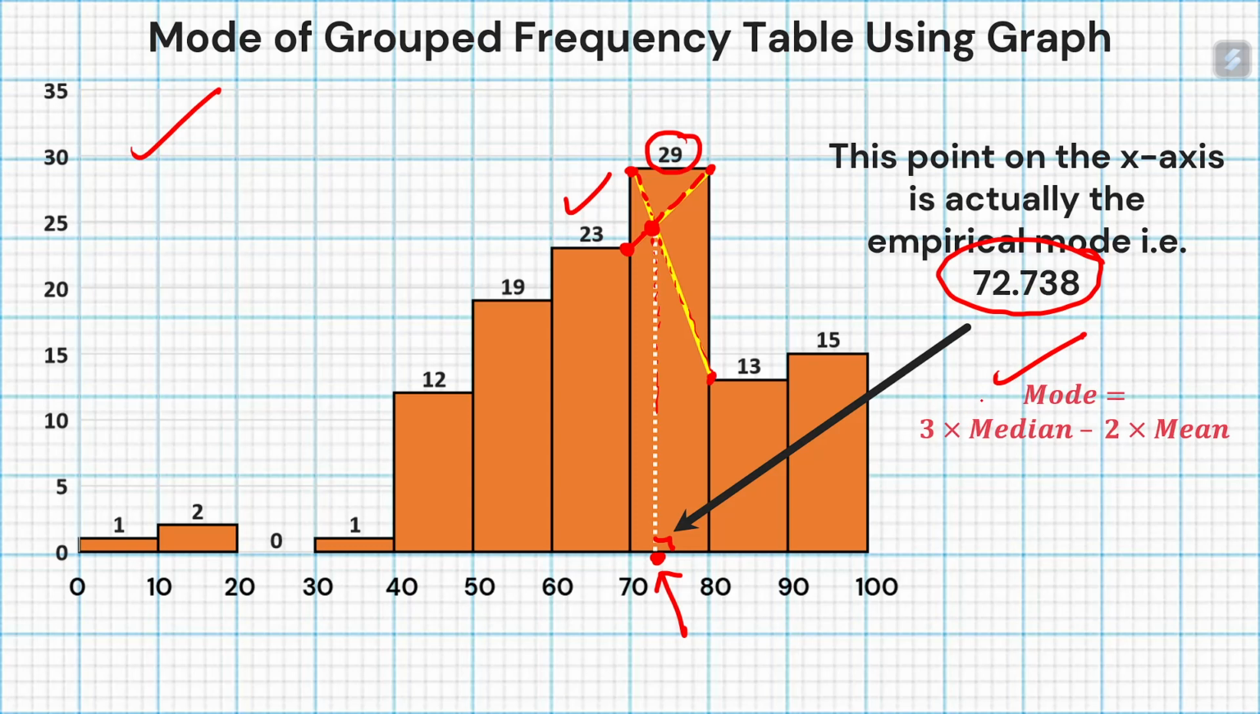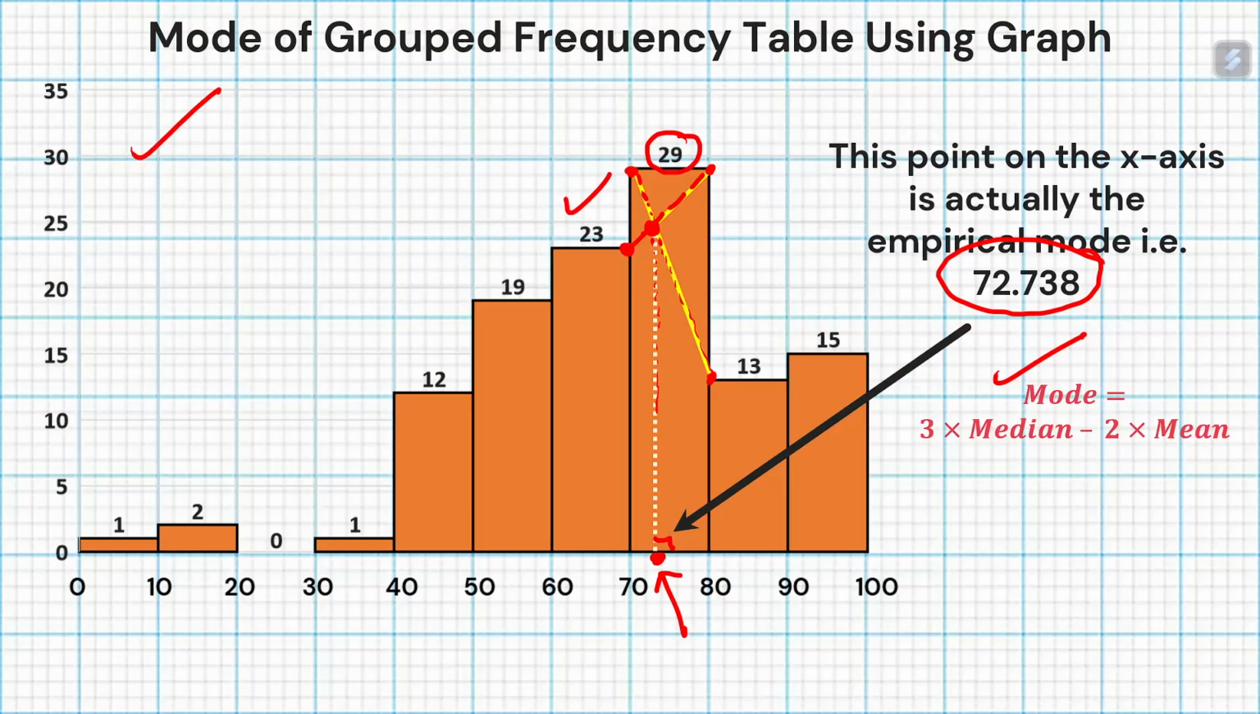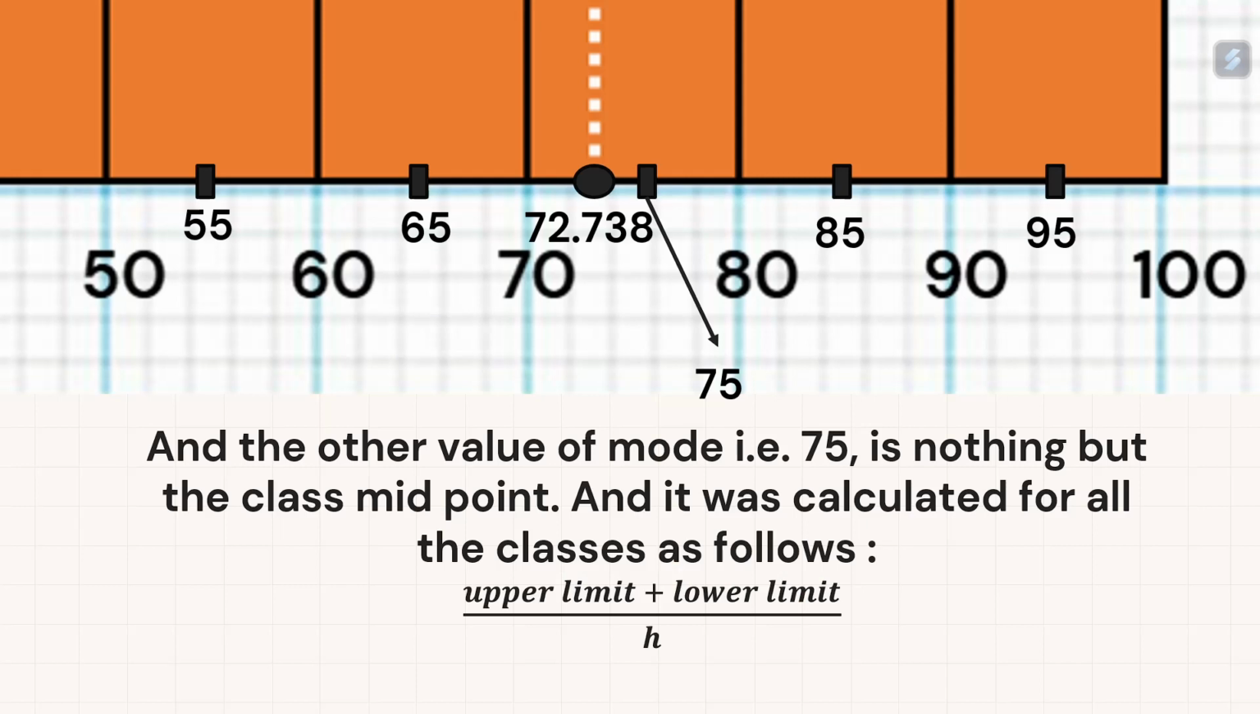But the question is, from where that 75 is coming? That is also one of the modes from the table, as we can see. So how are the two things different? If we zoom this part and look at this carefully, this point is the 72.738 and this point is my 75. You can see that there is a little bit of difference between the 2 points. The question is why these two differences exist, why the two different values of mode are there.